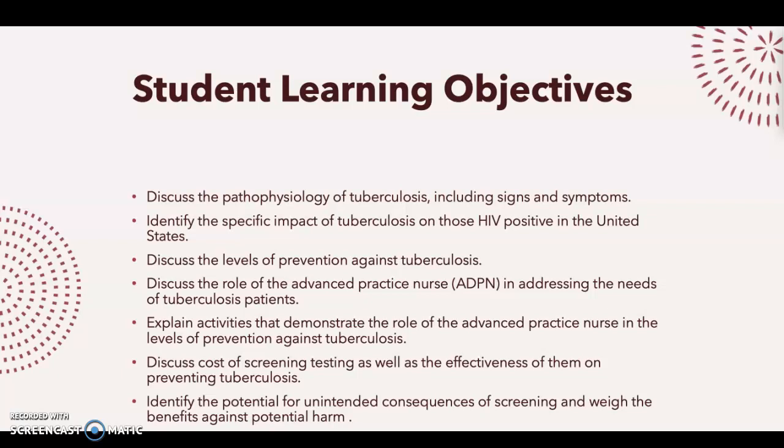Our student learning objectives include discussing the pathophysiology of tuberculosis, including the signs and symptoms, the specific impact of tuberculosis on HIV positive people in the U.S., the levels of prevention against tuberculosis, the role of the advanced practice nurse in addressing the needs of tuberculosis patients, explaining activities that demonstrate the role of the advanced practice nurse in levels of prevention against tuberculosis, discussing the cost of screening tests as well as the effectiveness of them in preventing tuberculosis, and identifying potential for unintended consequences of screening and weighing the benefits against potential harm.